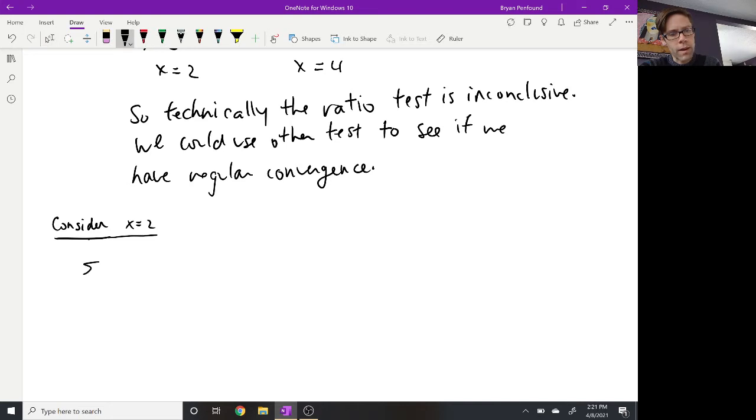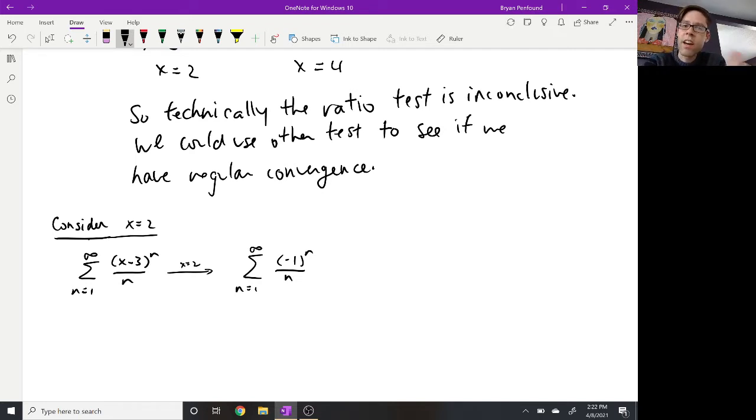Now let's grab our power series, which is (x minus 3) to the n over n, and we're going to sub in x equals 2. That's going to give us a series that looks like this. If I input 2, I get 2 minus 3 to the power of n, so I get negative 1 to the power of n over n, as n ranges from 1 to infinity. So when I sub in the endpoint, I get one of these typical series that we've been practicing with over the last couple weeks.